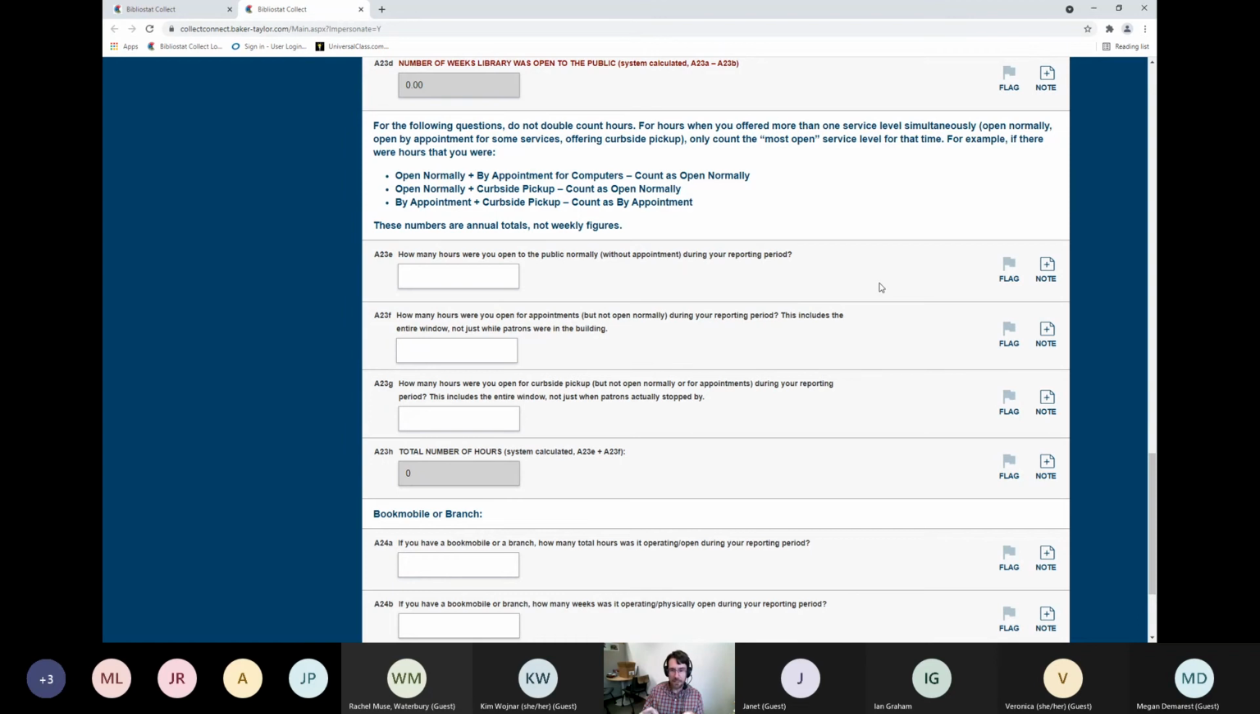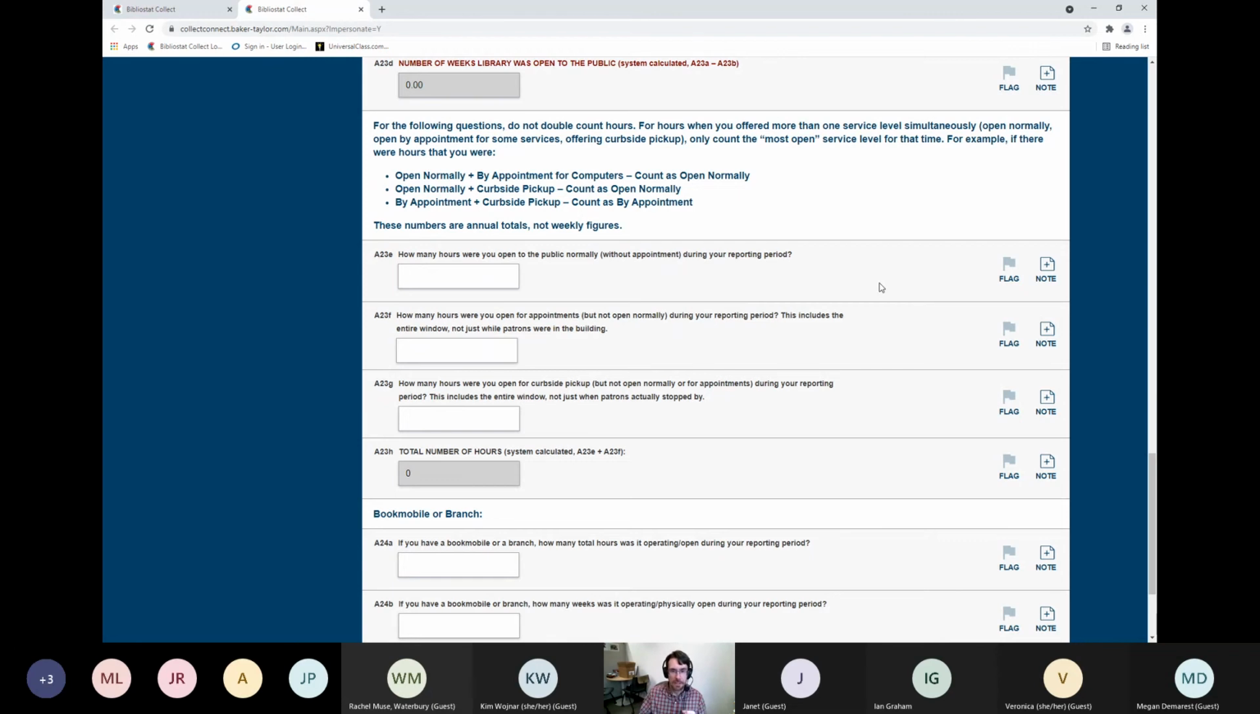So basically, we don't want to double count your hours. We want you to count whichever of these is the most open. And again, if you have questions about what that looks like, let me know. But ultimately, this is the total number of hours for the year that you were open, not for any given week, for the year.